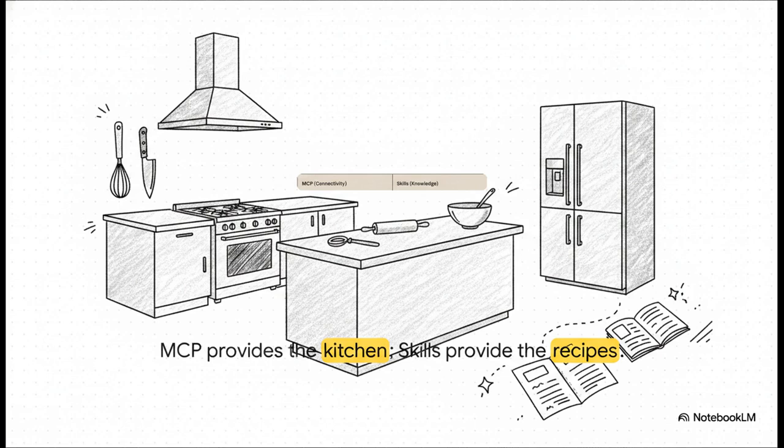Imagine the model context protocol as this high-end professional kitchen. It has all the ingredients, the ovens, the super sharp knives. But a kitchen doesn't just cook a meal on its own. Agent Skills are those step-by-step recipes. MCP gives you the raw connectivity and tool access, while Skills bring the actual domain knowledge and best practices for exactly how to use those tools.